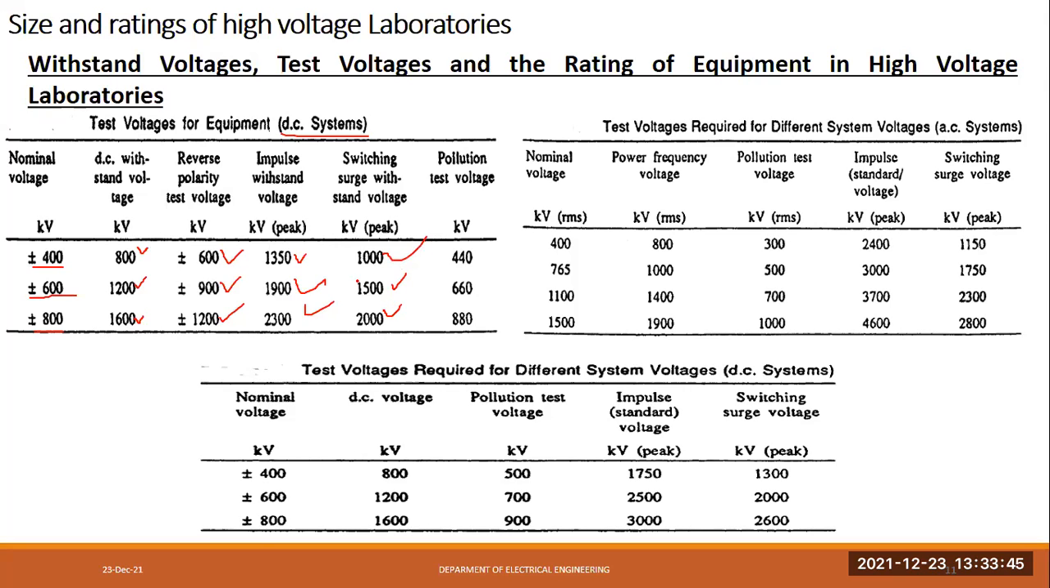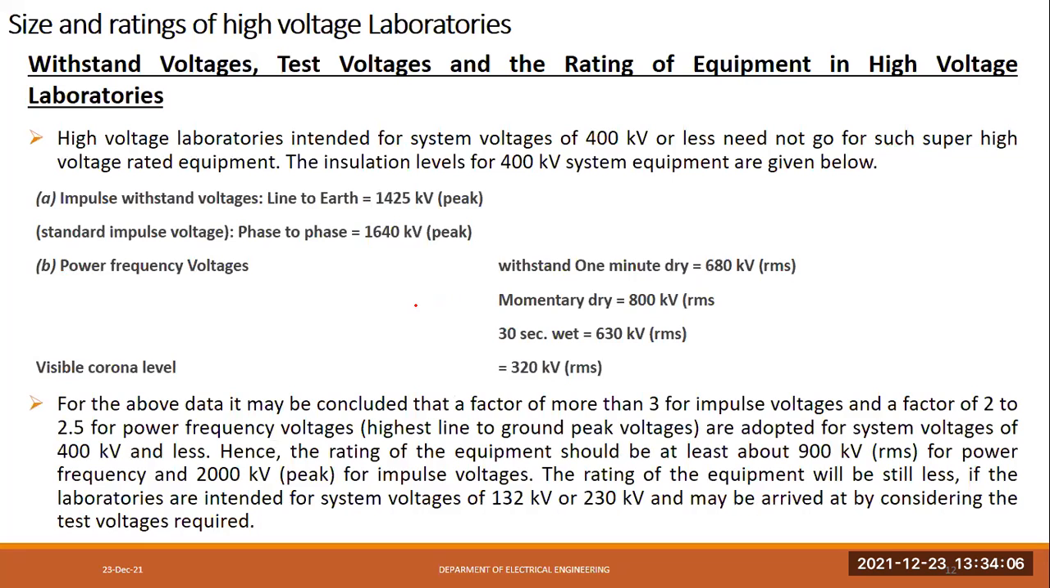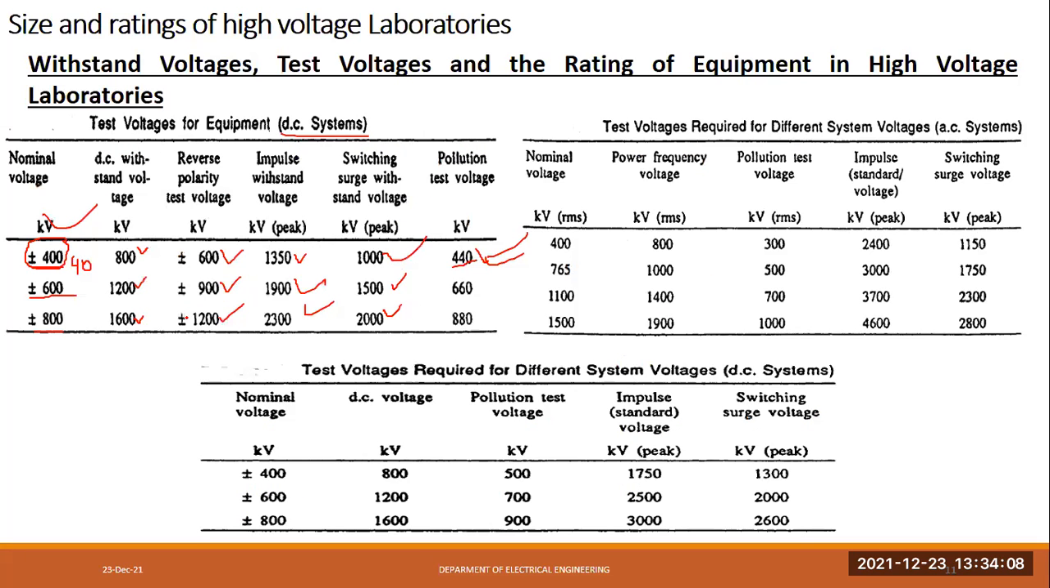So that means 2.5 times the nominal voltage, meaning 2.5 times the 400. Then the pollution test voltage should always be greater than 10% of the nominal voltage, meaning for 400, 10% will be 40. So 440 is equal to 440. In the same way, we can think about the other nominal voltages also.